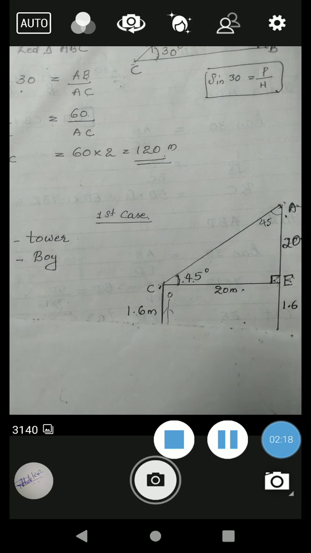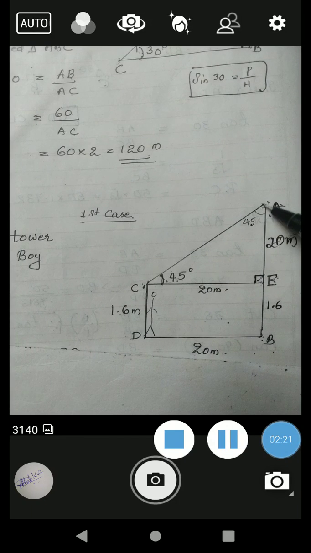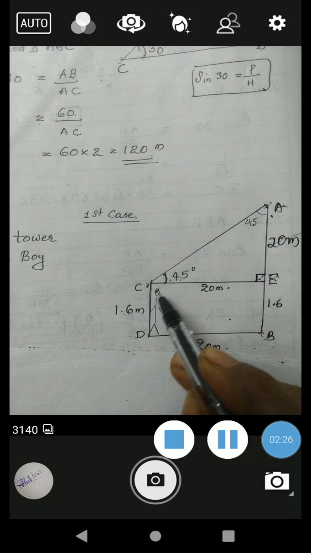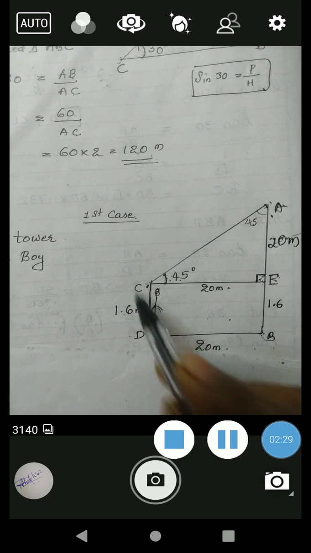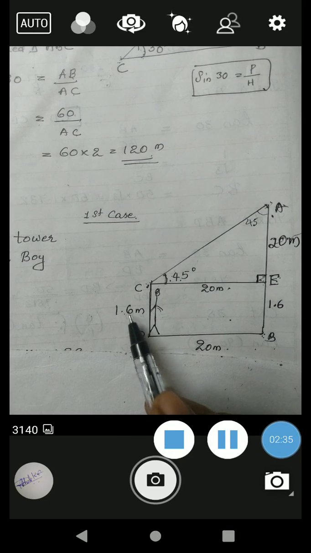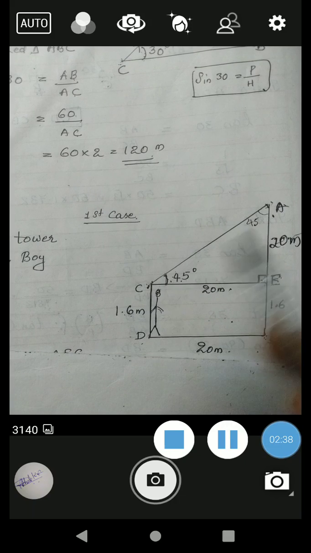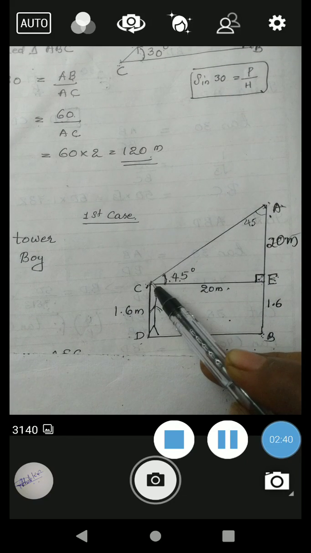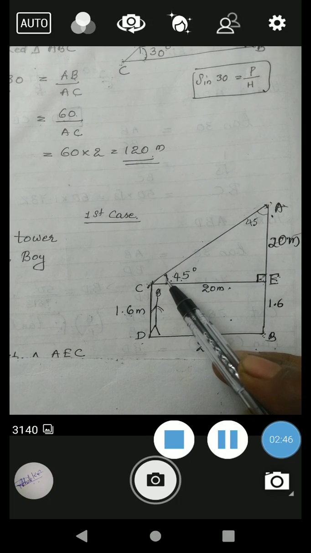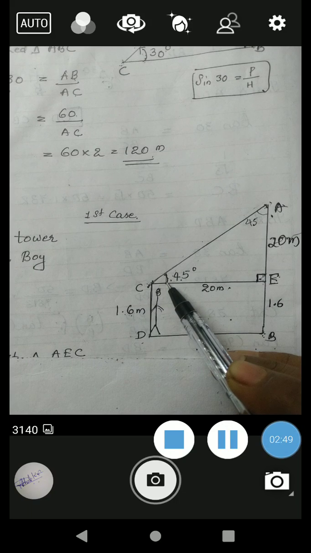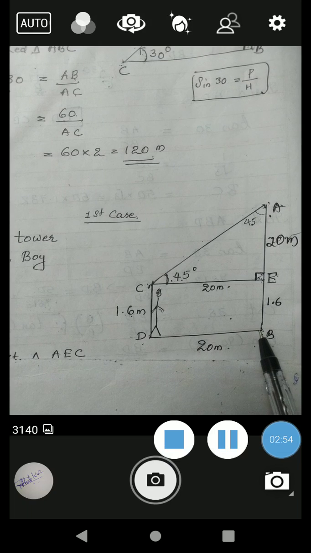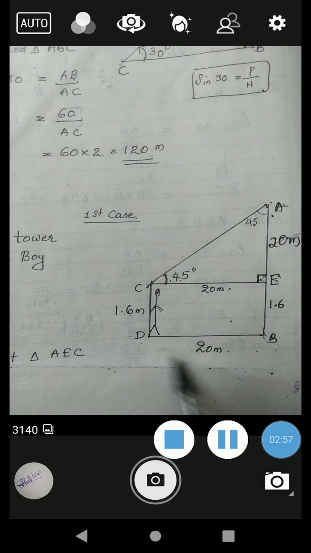Now you can see this is the tower. AB is the tower. A boy is standing here. So CD is the boy and his height is 1.6 meter. He observes the angle of elevation of the top of the tower. This is the top of the tower, and from here we can draw a line. This is the line of sight. In the first case the angle of elevation is 45 degree, and the boy is 20 meter away from the foot of the tower. So this is 20 meter.